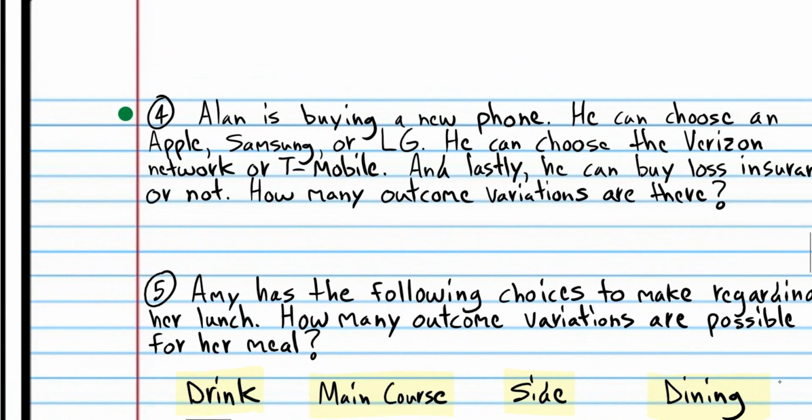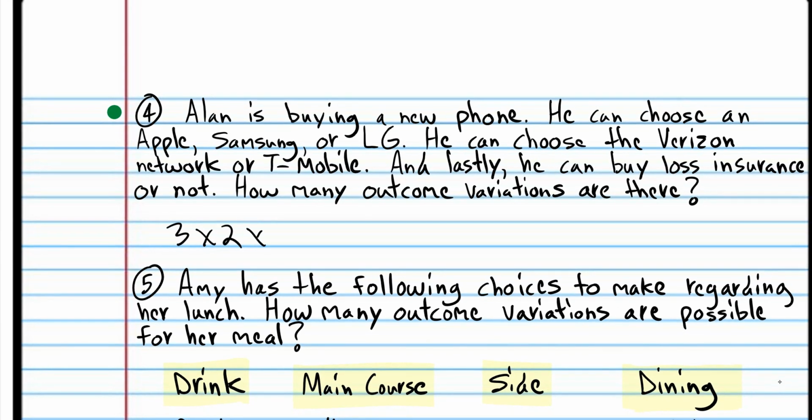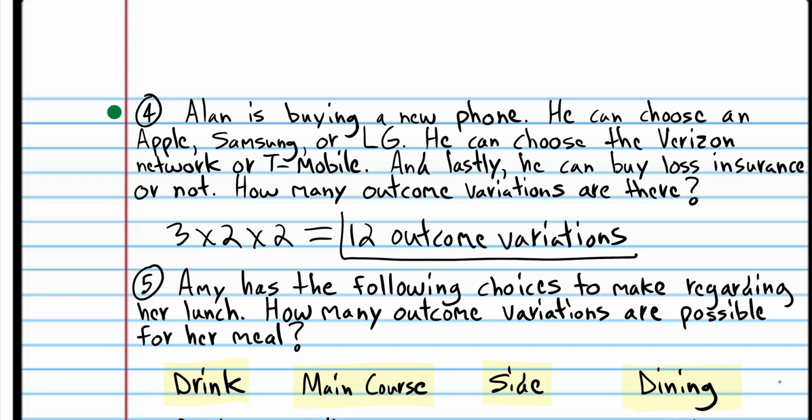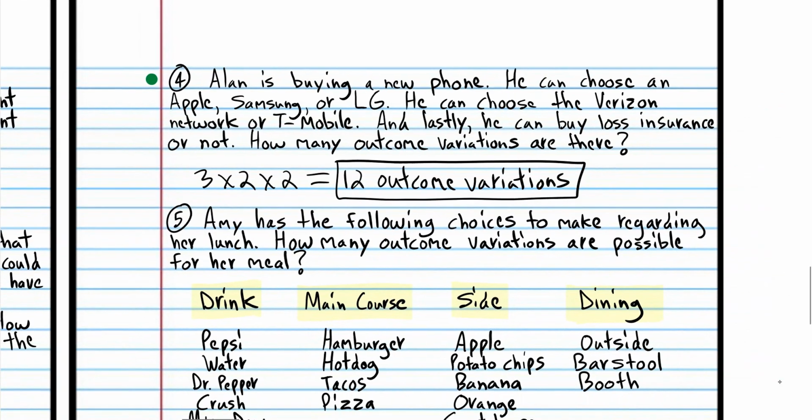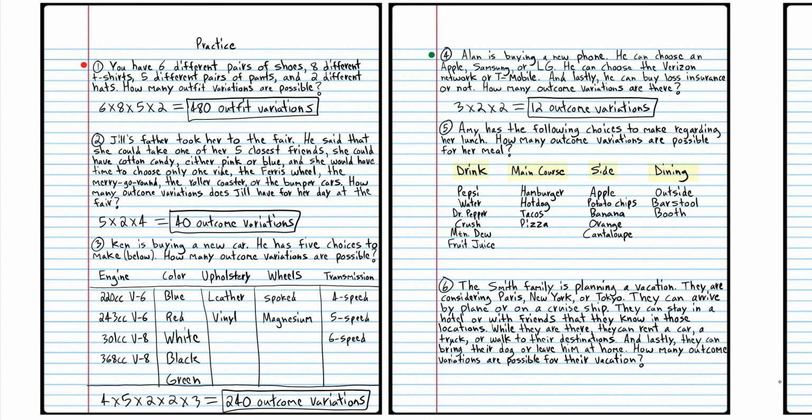Okay, we're back. So he can buy an Apple, Samsung, or LG. That's 3 different options for the first choice. He can choose Verizon or T-Mobile. And lastly, he can buy loss insurance, or he can choose not to buy loss insurance. So that's 2 options for the third choice. So he has a total of 12 different outcome variations. So if you got that right, excellent. Go ahead and try number 5, and when you come back, we'll do it together.